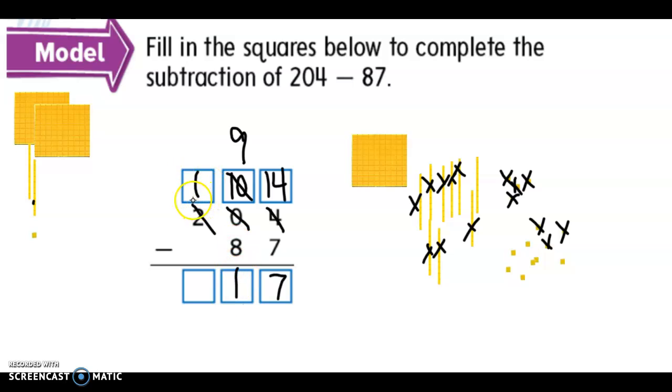Then we go to our hundreds. There's 100. It doesn't want us to take any of them away. So we're still going to have 1 minus nothing equals 1. So 204 minus 87 equals 117.